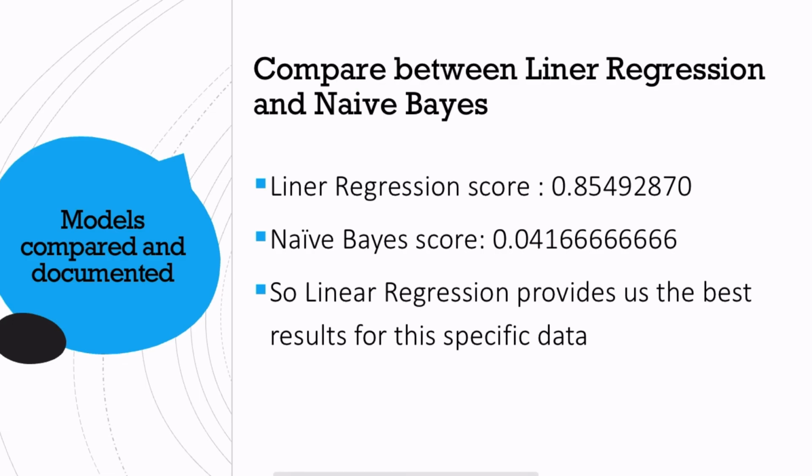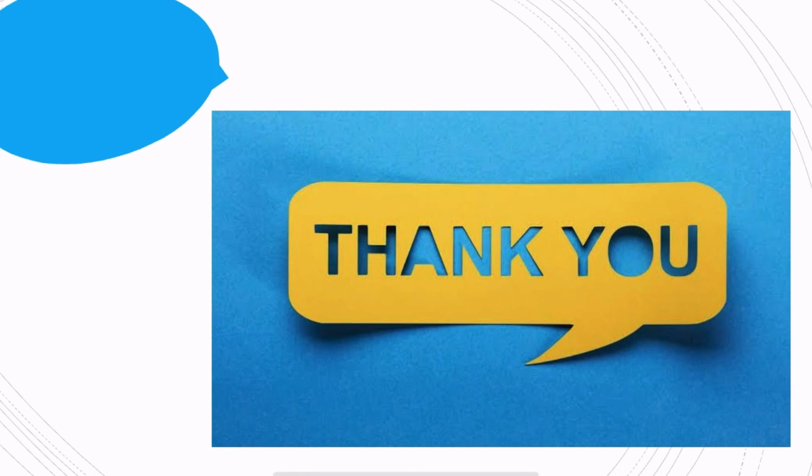So you can see the comparison between linear regression and naive Bayes. The models are compared and documented here. The result of the linear regression score is 0.85492870, it is close to 1, and the naive Bayes score was 0.041666. So we can say that linear regression provides us the best result for this specific data.